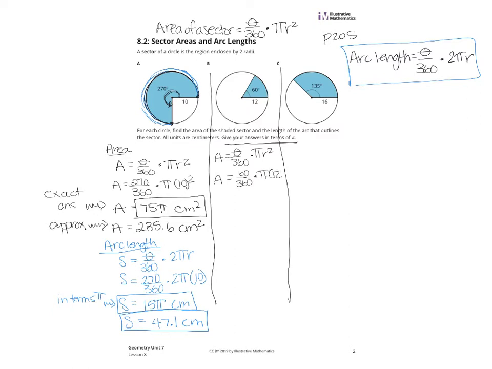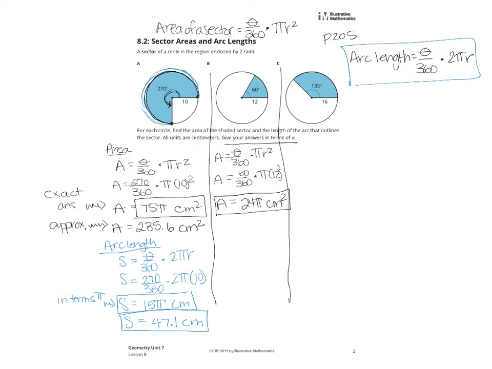pi times 12 squared. So mathematically, this becomes 60 times 12 squared, which is 144, divided by 360. And then when I throw those numbers in my calculator, I get 24. So this is 24 pi centimeters squared. And you can multiply 24 times pi on your calculator to get the decimal answer if you would like that.